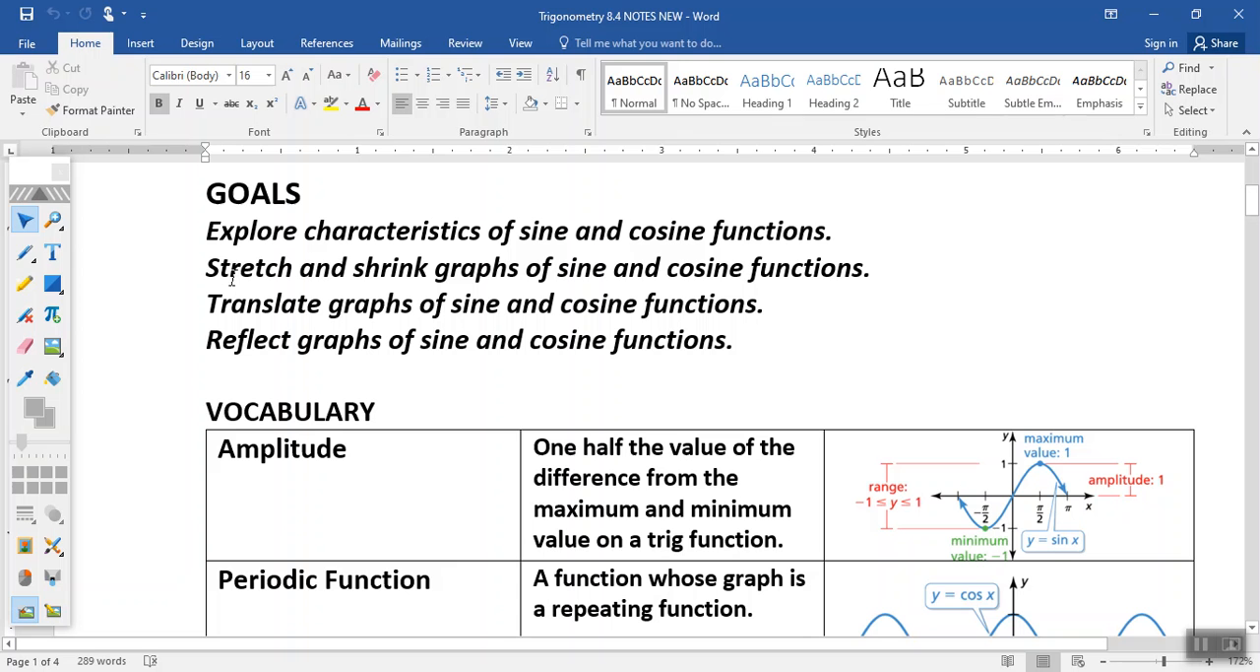functions. We're going to do some stretching and shrinking of graphs of sine and cosine functions. Have we talked about that before, stretching and shrinking? Yeah. Have we translated graphs left, right, up, and down? Yeah. So we're going to apply that to sine and cosine functions. Have we done reflecting before? Yeah. So we're going to look at reflecting graphs of sine and cosine functions as well.